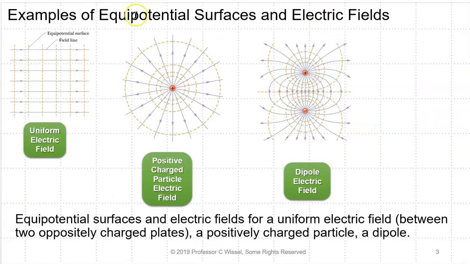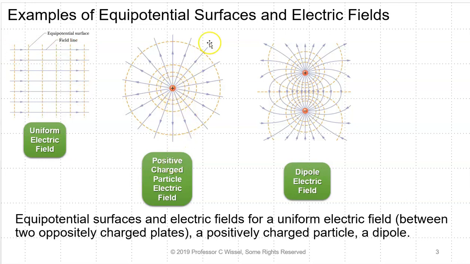Okay, so here's some examples of equipotential surfaces in electric fields. The electric fields are the blue lines with arrows on them. The equipotential surfaces are the dashed lines. So here's a uniform electric field, and what's a uniform electric field? Parallel plate capacitor. You have the positive plate over here, you have the negative plate over here. Okay, so the equipotential surfaces are parallel to the plates. And the electric field lines are perpendicular to equipotential surfaces and run from the positive plate to the negative plate.